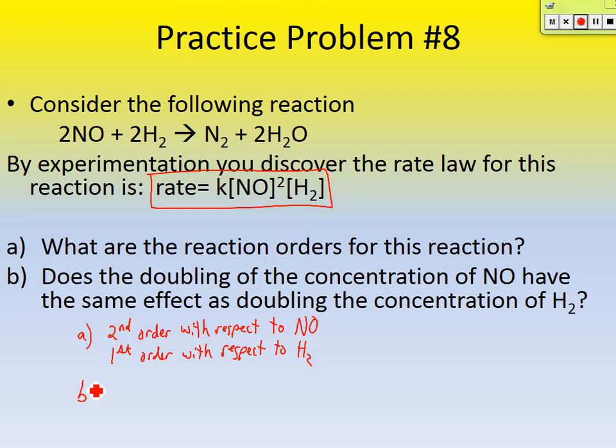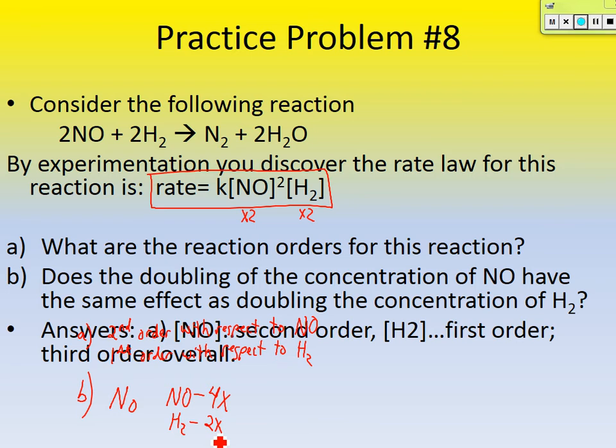Okay, and then let's look at B. It says, does doubling the concentration of NO have the same effect as doubling the concentration of H2? And the quick and easy answer is no, it doesn't. But let's look at how they're different. What if I double NO? Well, it's second order, so that would actually increase the rate by 4 times. What if I doubled hydrogen here? There's a 1 here, so it's just timesing it by 2. So hydrogen would increase the rate by 2 times. So no, it's not the same.